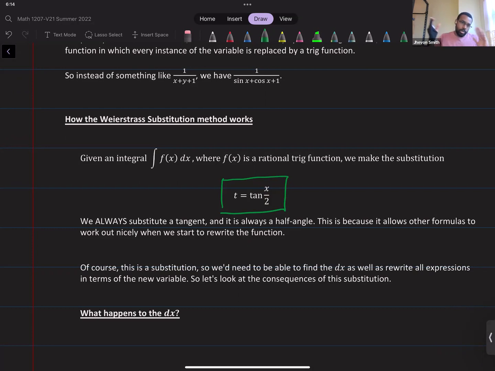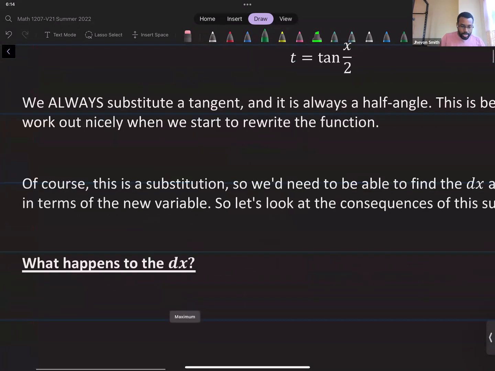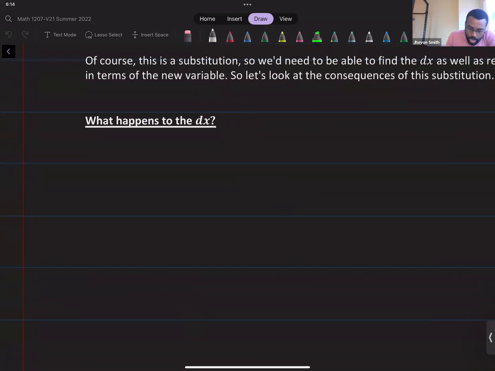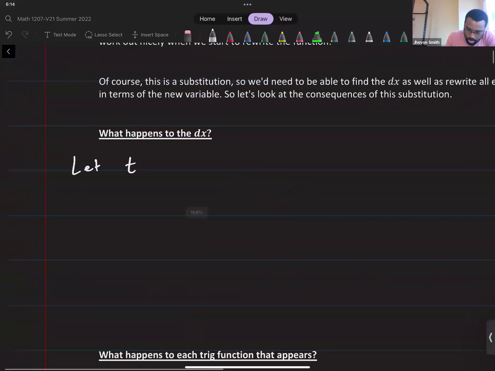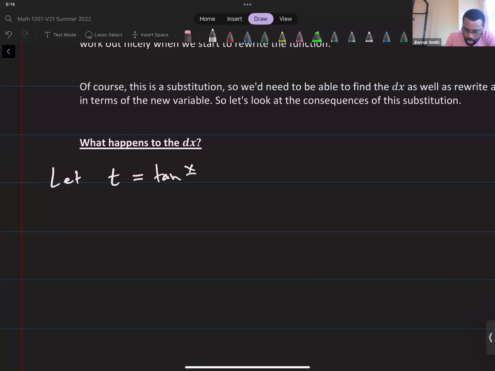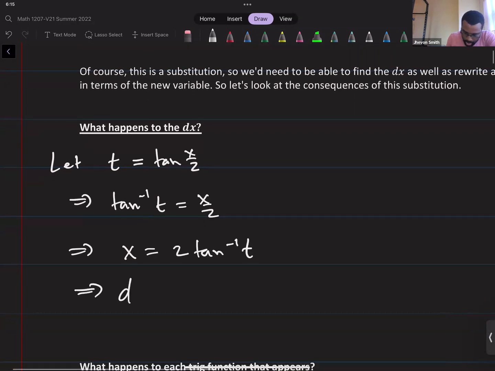But let's actually figure out how to do the substitution, right? So we know we have an integral f of x dx. When you're doing a substitution, you're going to need to replace the dx part. You're also going to need to replace the function part. So let's actually talk about what happens to the dx, right? So if we let t equal tangent of x over 2, this of course would mean that if I take tan inverse of t, that gives me x over 2, which of course would mean that your x is equal to 2 tan inverse of t, which means that your dx would be, you differentiate that, which we know what the derivative of tan inverse is now.